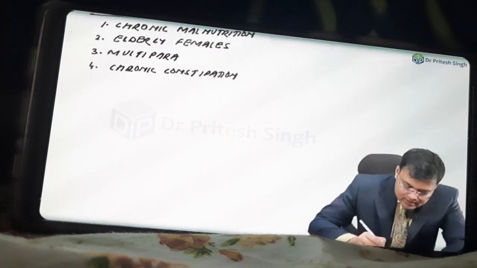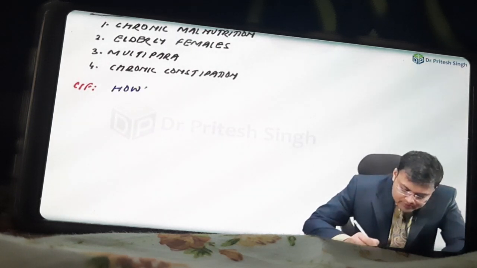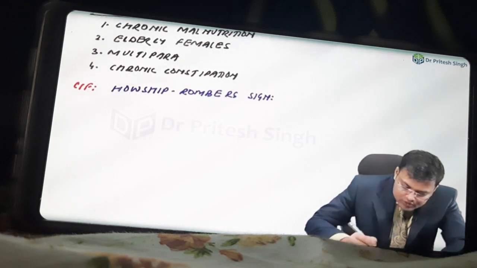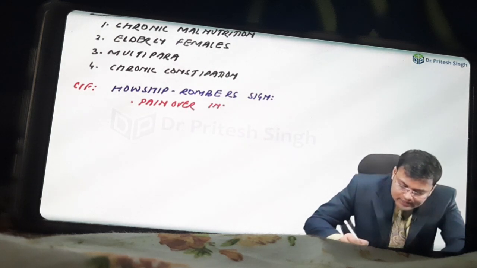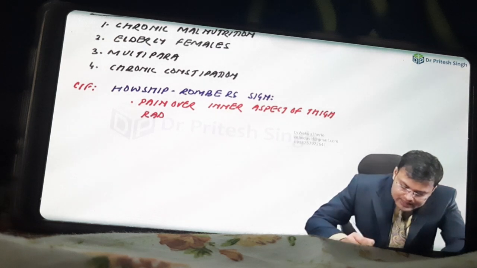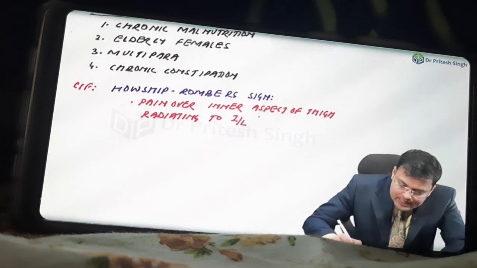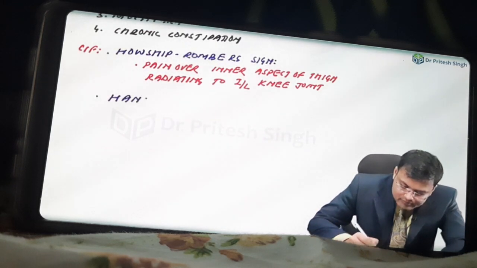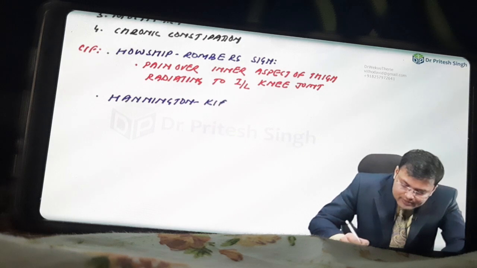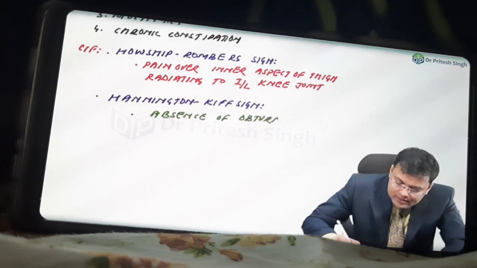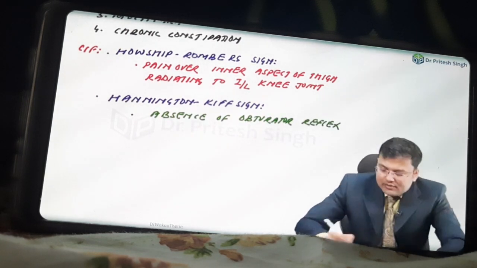There are two questions which are asked about the clinical features. First, Howship-Romberg sign. It is the pain over the inner aspect of the thigh, radiating to the ipsilateral knee joint because of compression of the obturator nerve. And second is Hannington-Kiff sign. Here, there is absence of obturator reflex because of compression of the nerve.